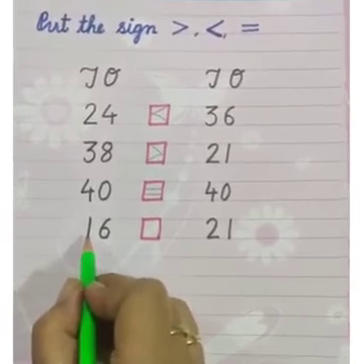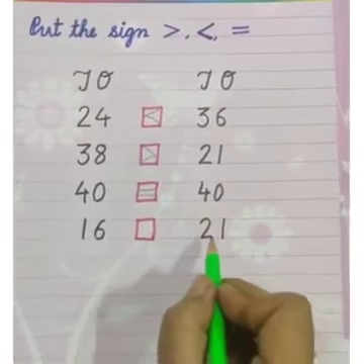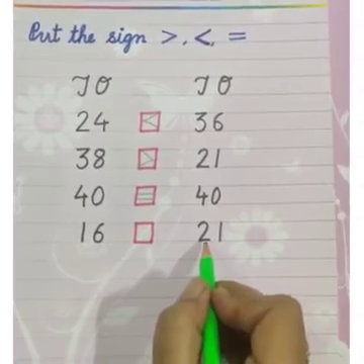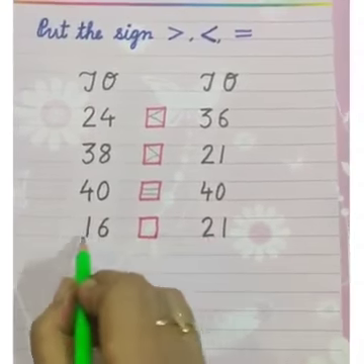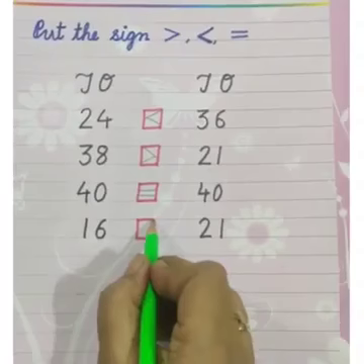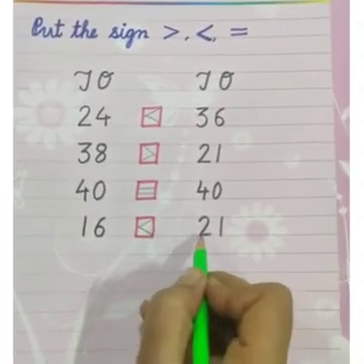Here the number at tens place is 1. Here the number at tens place is 2. So 2 is greater than 1. So the alligator will eat 21 number.